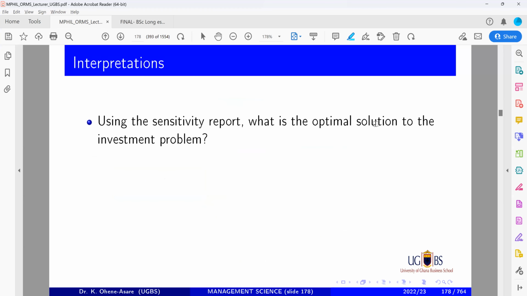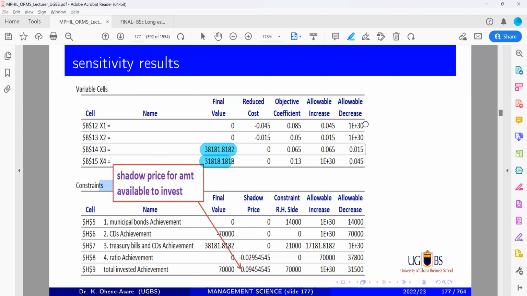Now, using the sensitivity report, what is the optimal solution to this investment problem? Using the sensitivity result, what is the optimal solution to this investment problem? That's a question. Using the sensitivity, you just raise your hand, you tell me, and you explain your answer. Using this sensitivity result, what is the optimal solution to this investment problem? Emmanuel.